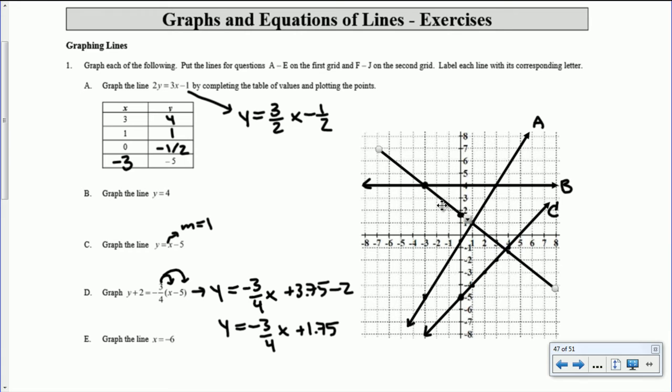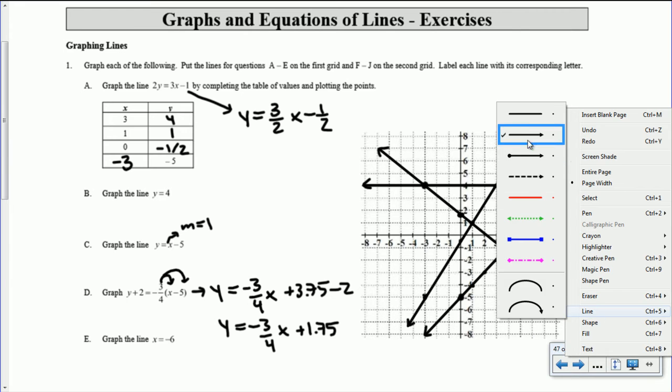More or less. You can probably draw this a little bit more accurately on your page. So that would be D. And finally, the line x equals minus 6. X equals minus 6 for all values of y.